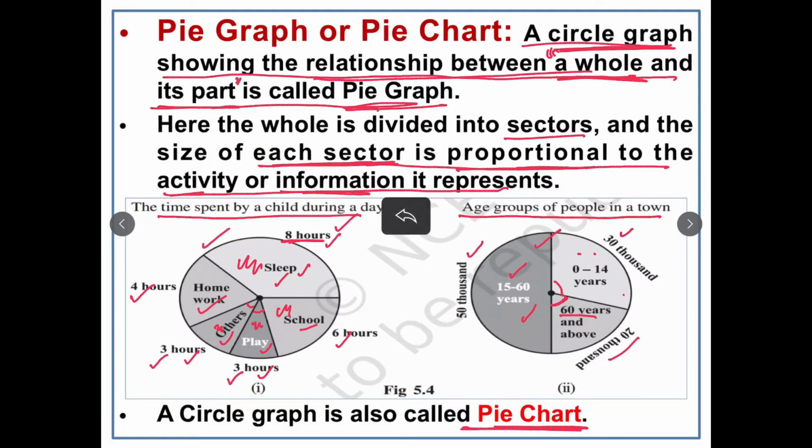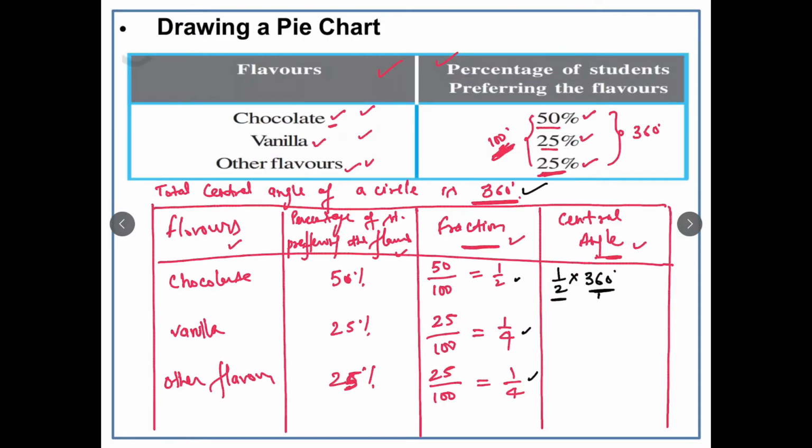This is the total central angle, and this one is a fraction. So the total central angle into the fraction will give us 180 here. So the central angle for chocolate is 180 degrees. Next we have 1 by 4, which is the fraction of vanilla. We multiply it by the total central angle, which is again 360. So 1 by 4 into 360 will result in 90 degrees. Also the other flavor into the total central angle, 360 degrees, will be equal to 90 degrees. So this is how we find the central angle for any pie chart.